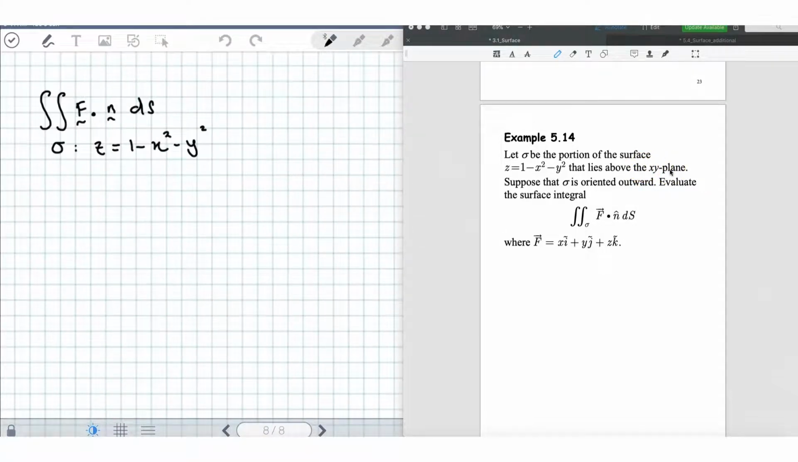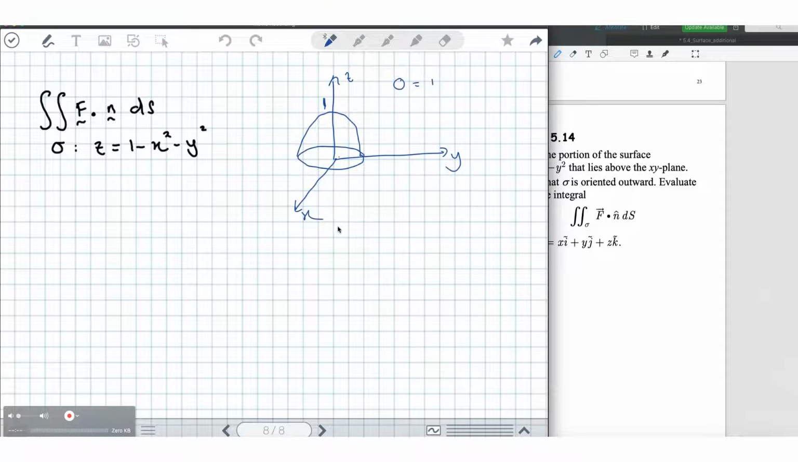So when you sketch the bowl, lying on the xy plane, you have this bowl. So on the xy plane where z equal to 0, you will have 1, 0. So we set z equal to 0, then 1 minus x square minus y square, and you will get x square plus y square equal to 1. So this one, 1. Okay.